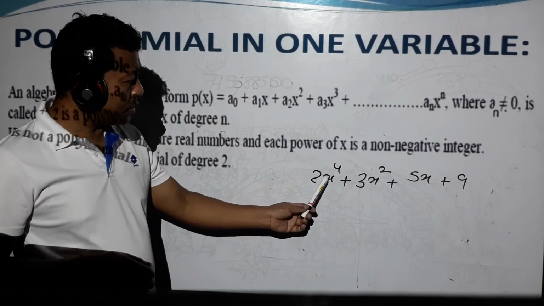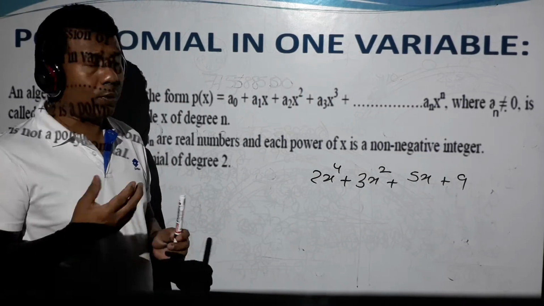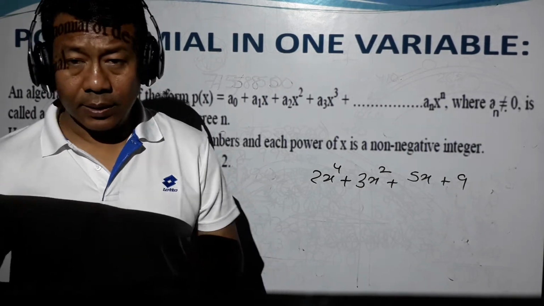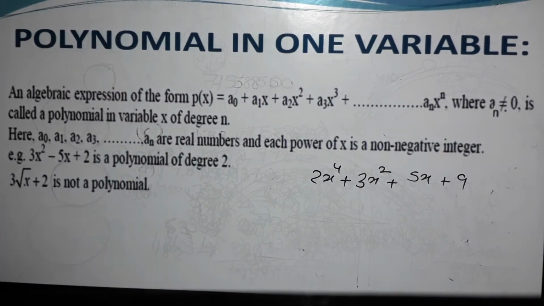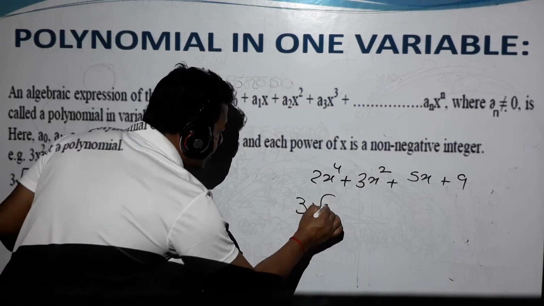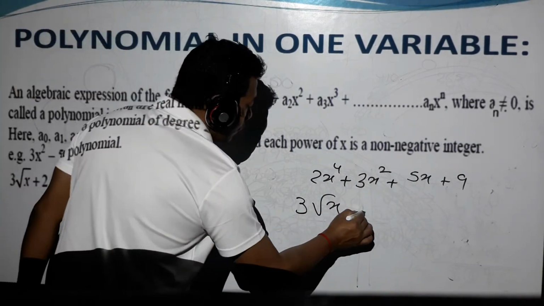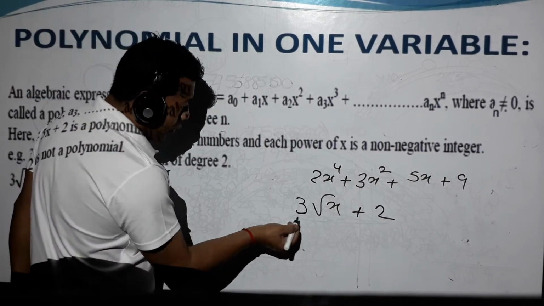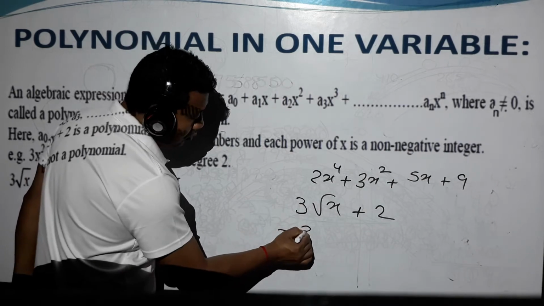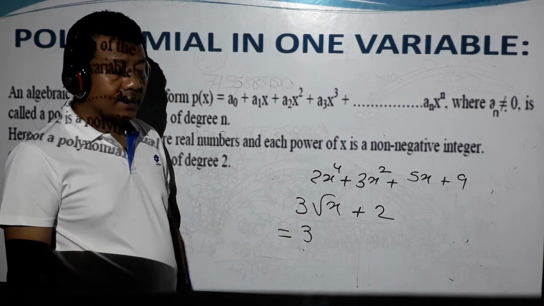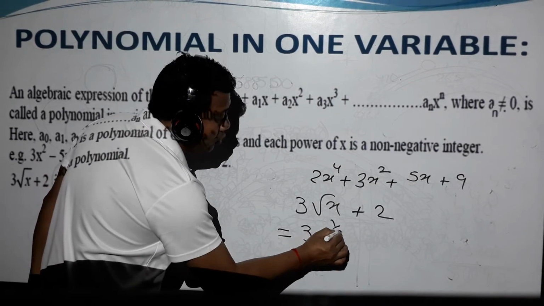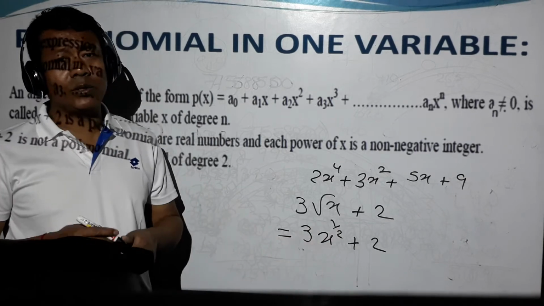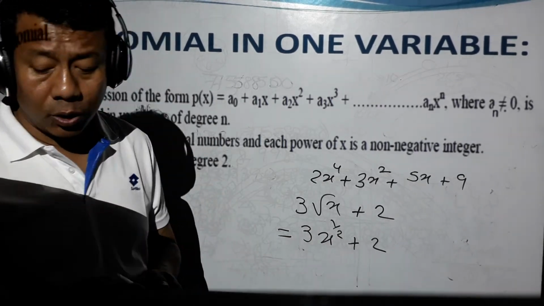So when we take any algebraic expression in which the powers of the variables are whole numbers, then we call it a polynomial. And why is this not a polynomial? For example, 3 root x plus 2 is not a polynomial, because 3 root x is nothing but 3 x power 1 by 2 plus 2. The power of x here is 1 by 2, which is a fraction, not a whole number, so it is not a polynomial.